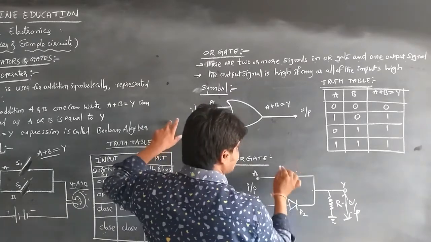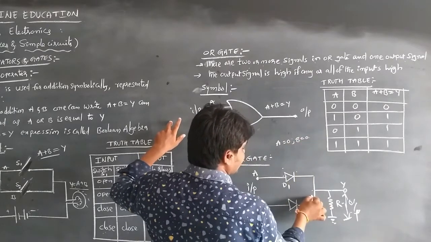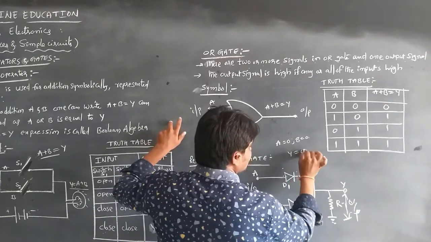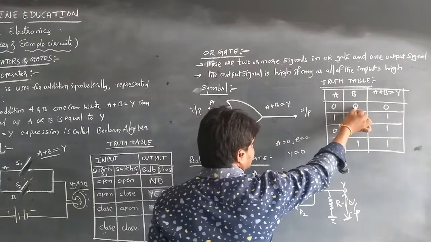So whenever it is reverse biased, that is A is equal to 0 and B is equal to 0, there is no conduction through the diodes. So that's why the output becomes Y is equal to 0. Means input is 0 and output is 0.